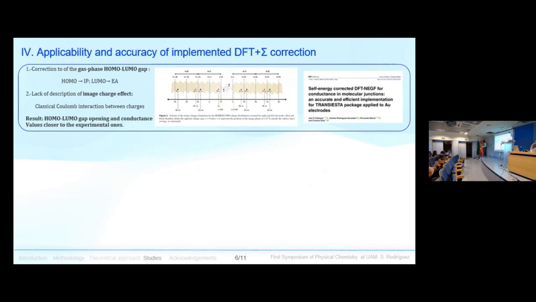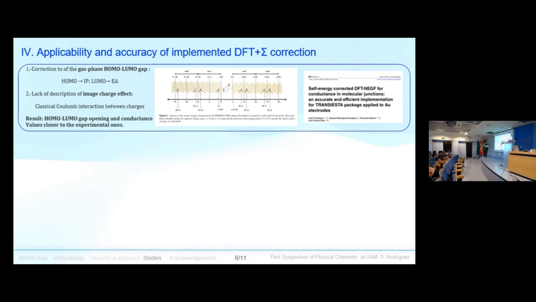For this reason, since the code that we employ to simulate this spectrum, DFT with non-equilibrium Green function, doesn't account for this, we implemented a self-energy correction in the TranSIESTA code. The first part corresponds to a term that corrects the HOMO-LUMO gap. So basically, we move the HOMO to the ionization potential value of the system and the LUMO to the electron affinity, and we are opening the gap. Then we account for the image charge effect. We consider the Coulomb interaction between the charge distribution of HOMO and LUMO with all the image charges generated in an infinite series of reflections, considering the screening effect of the electrode.